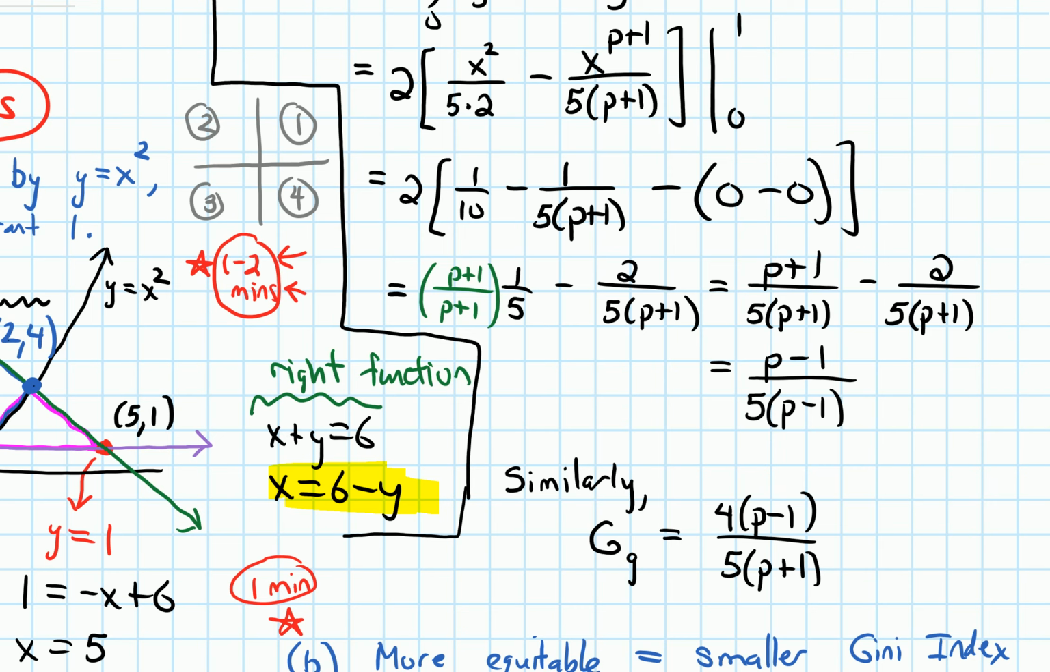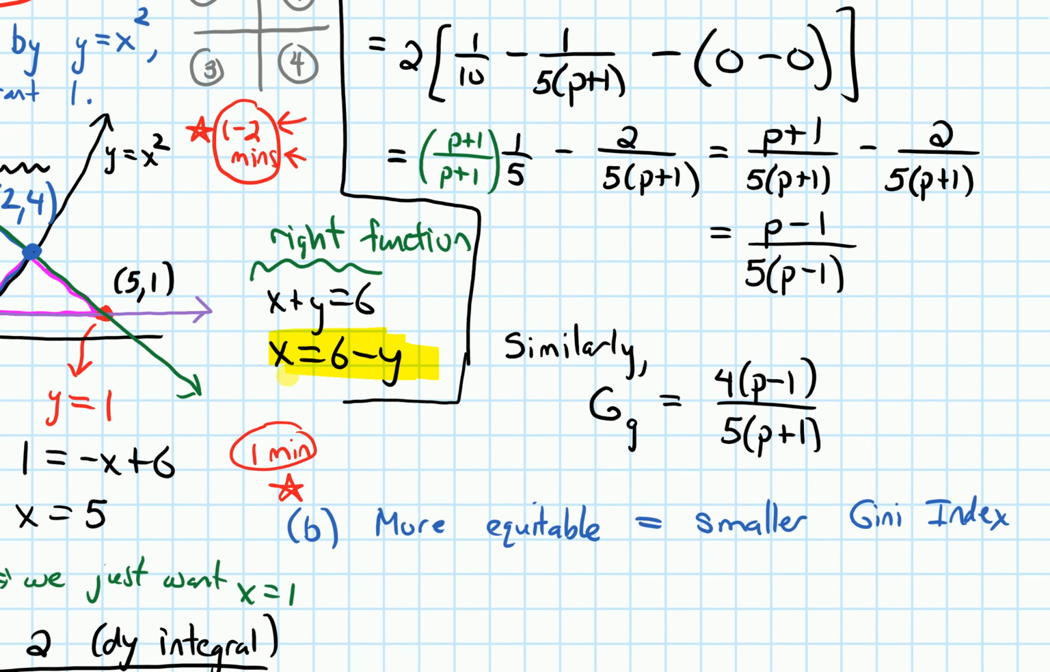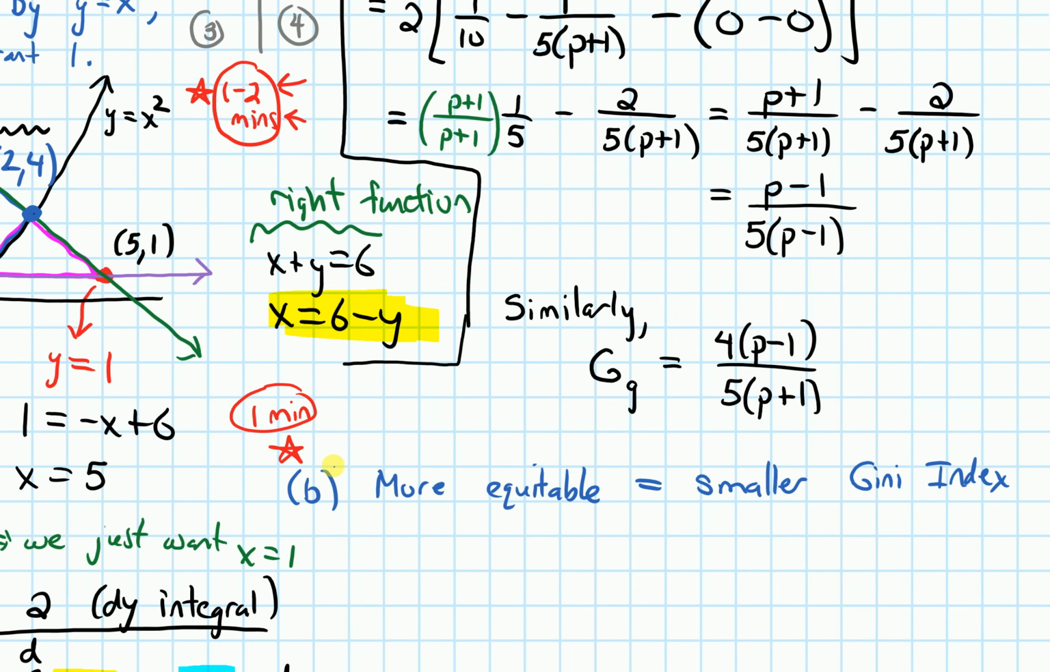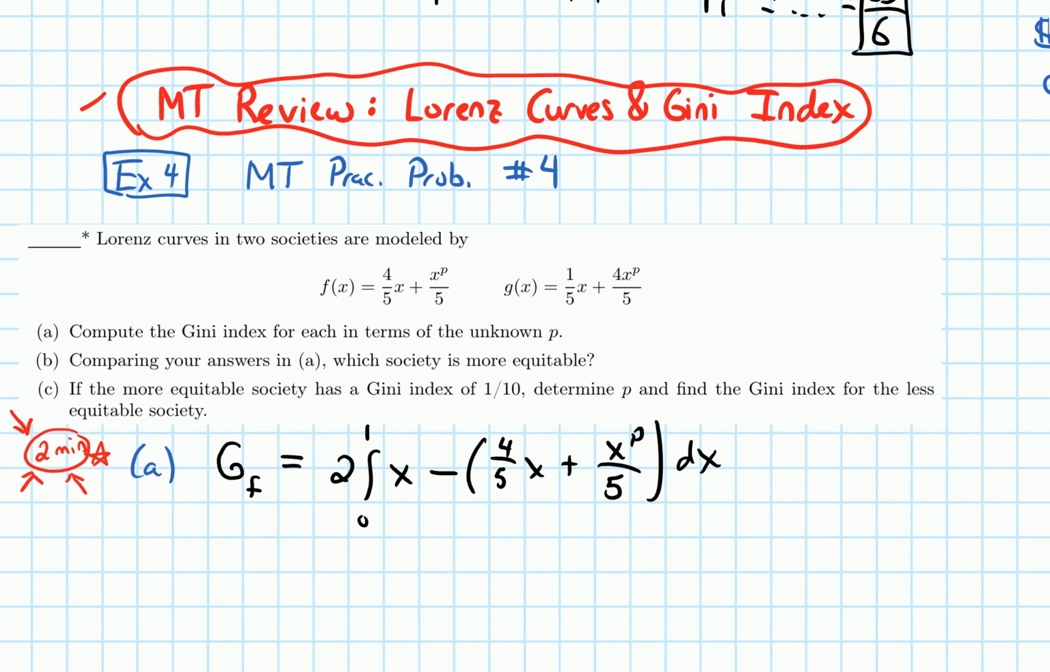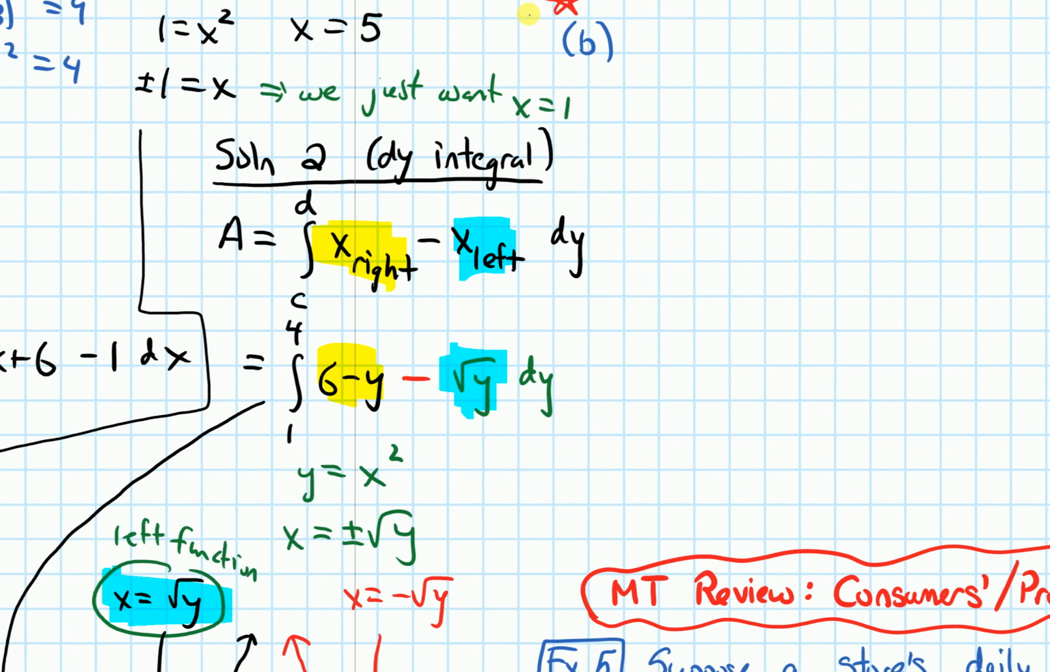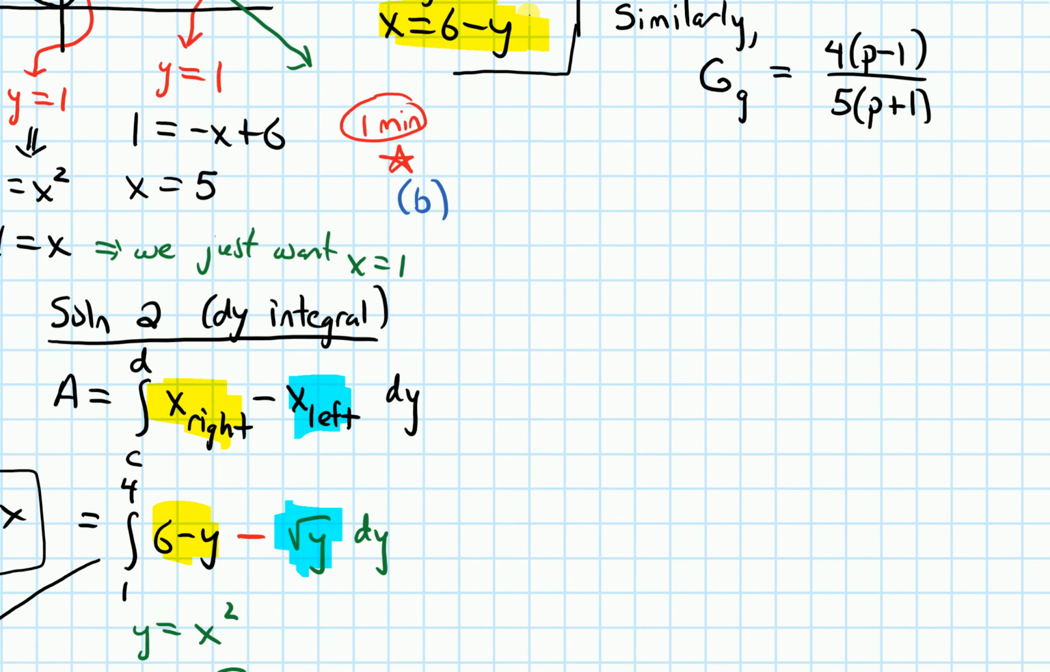Alrighty, so part B of this question now. Oh, whoops, I realized I kind of gave it away a little bit. Let me shift it back to the question so we can read it. Please ignore what I had written there before for the time being. So part B is asking, if you compare your answers in part A, which society is more equitable? So let's go back to where part B is.